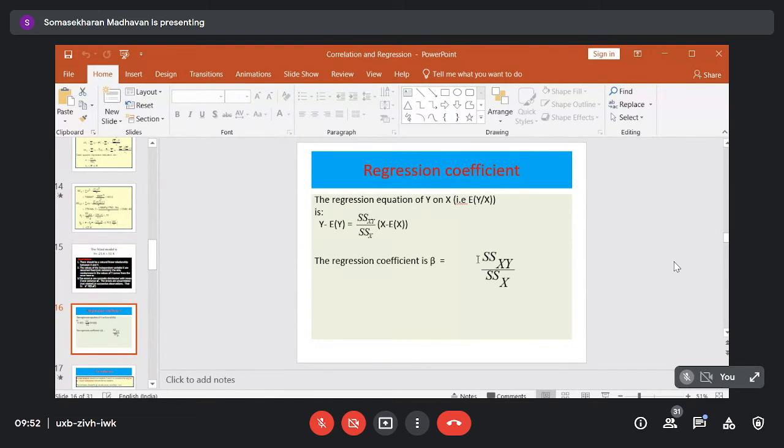So if the covariance is negative, the slope will be negative. If the covariance is positive, the slope will be positive. In fact, the covariance term is most important in constructing the relationship, because it is the indicator of the direction of the relationship.